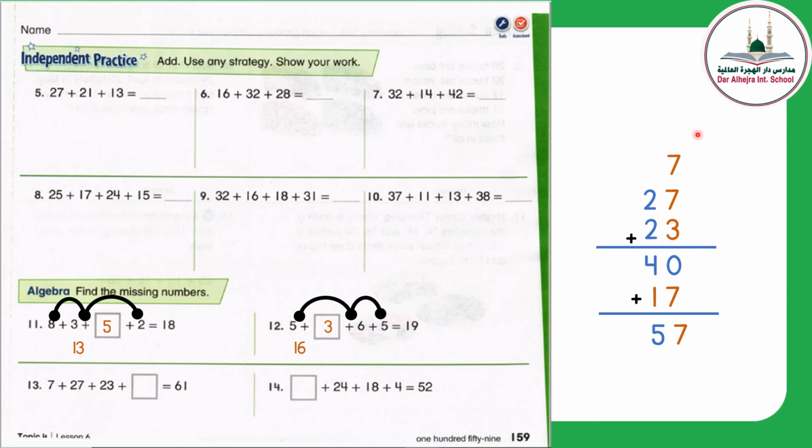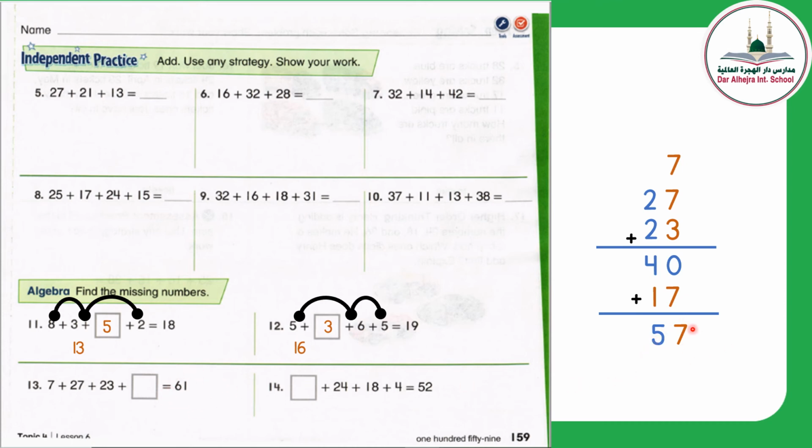Let's add these addends. So 2 and 2 in the tens place makes 4, and that means 40. And I'll add these in the ones place, 7 and 7, that's a doubles fact, that's 14. Then 15, 16, 17. That means the sum of the ones place is 17. Now I'll add my partial sums, 40 and 17. 0 and 7 makes 7. 4 and 1 makes 5. So that means the sum of these addends is 57, but the total sum should be 61.